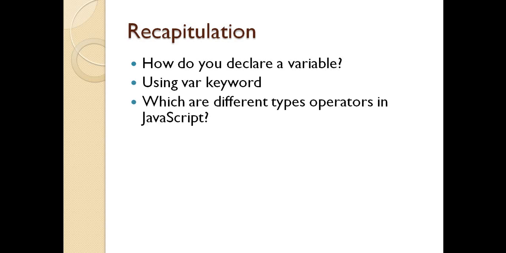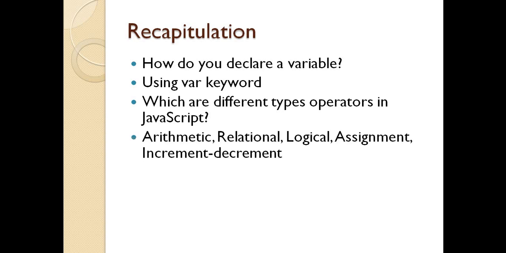Which are different types of operators in JavaScript? JavaScript provides us with many operators. Some of the operators are arithmetic operators, relational operators, logical operators, assignment operators, and increment-decrement operators. Arithmetic operators are plus, minus, multiply, divide, and modulus. Relational operators are greater than, less than, greater than equal to, less than equal to, not equal to, and equal. Logical operators are logical and, logical or, the pipe symbol, and logical not.